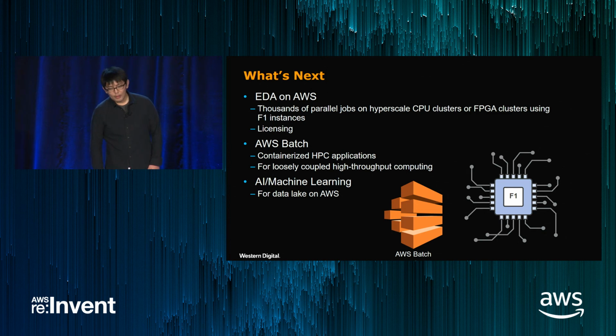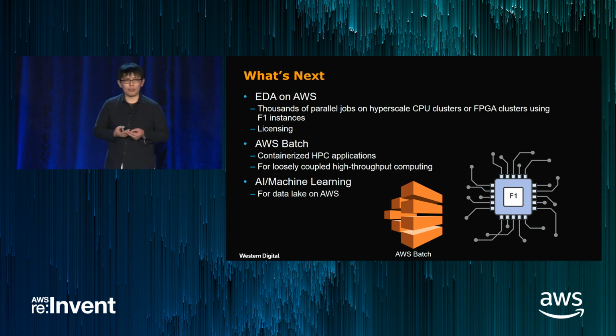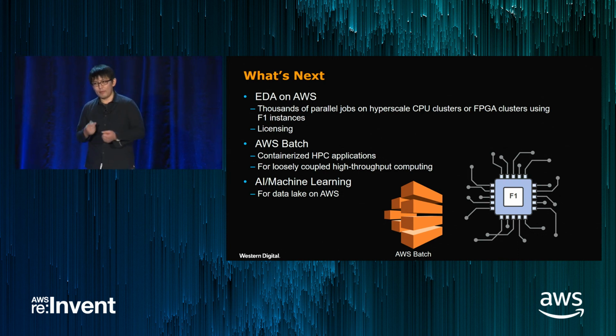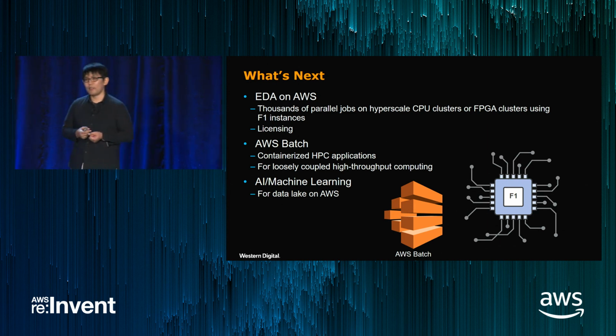This is my last slide. Let me talk a little bit about my next challenge. First one is EDA. Basically, EDA simulators require single or few cores for each job. We can base the EDA computing on a hyperscale CPU cluster or an F1 instance cluster. AWS is providing the F1 instance, which has Xilinx FPGA hardware. But I'm not familiar. I cannot code FPGA, so I'm looking forward to seeing a good FPGA machine image on AWS Marketplace.